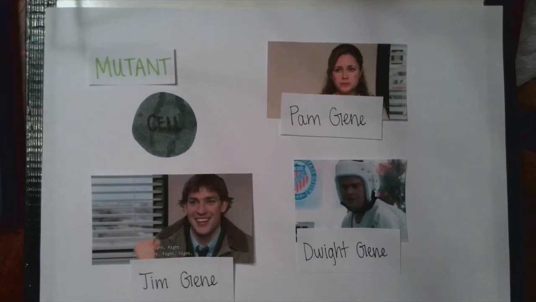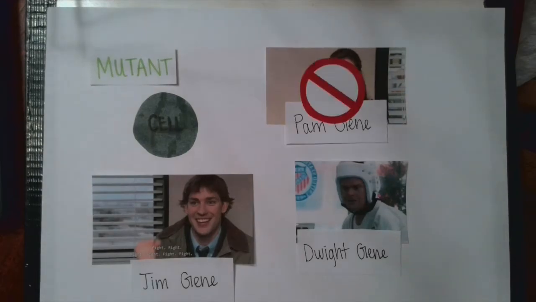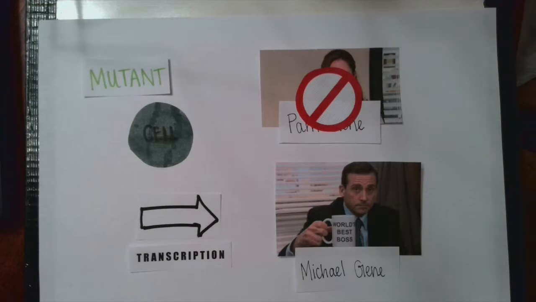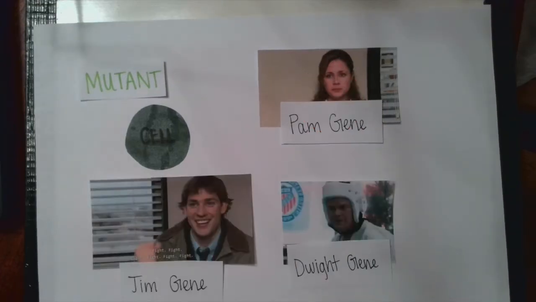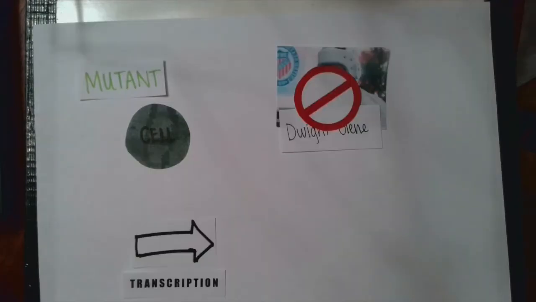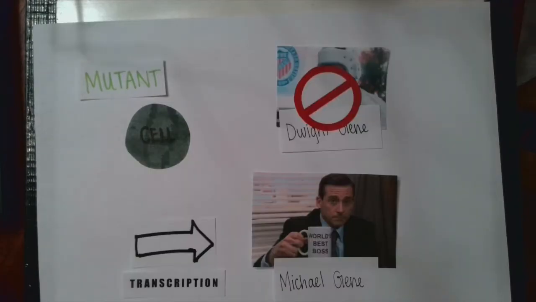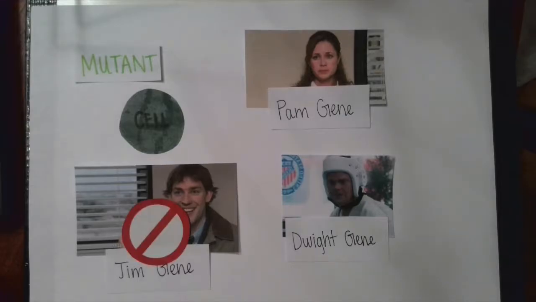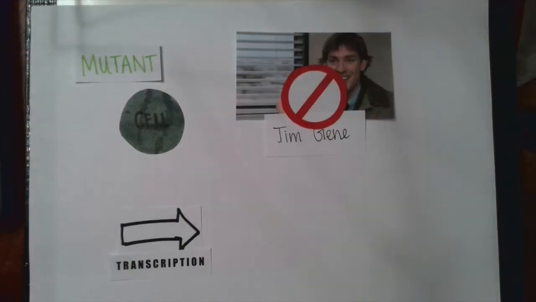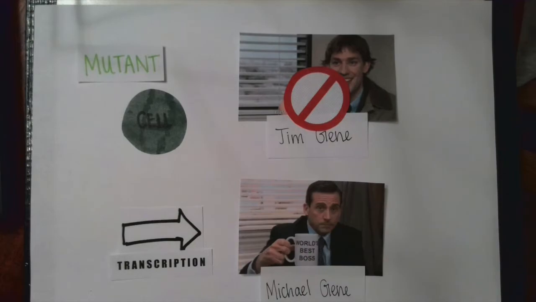In a mutant cell where the Pam gene is not present, the Michael gene is not motivated, therefore it is not transcribed. In a mutant cell where the Dwight gene is absent, the Michael gene is transcribed because in the absence of the Dwight gene, the Michael gene is not distracted by the Dwight gene's martial arts skills. In a mutant cell where the Jim gene is absent, the Michael gene is transcribed because the Michael gene is not encouraged to challenge the martial arts skills of the Dwight gene.